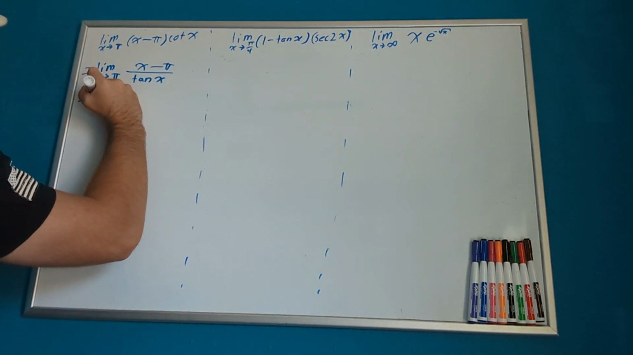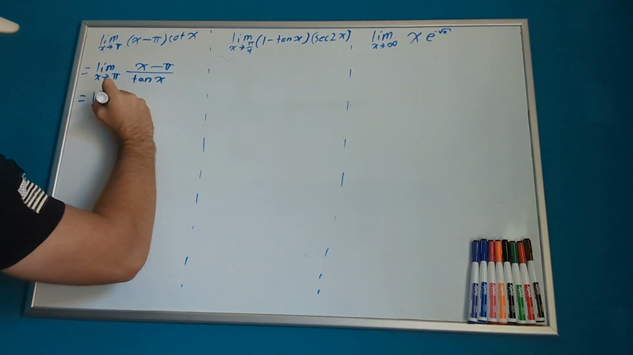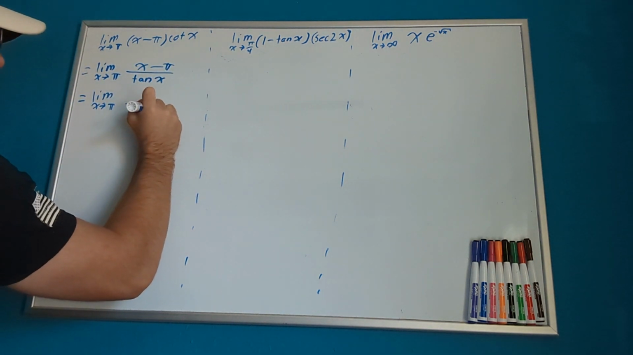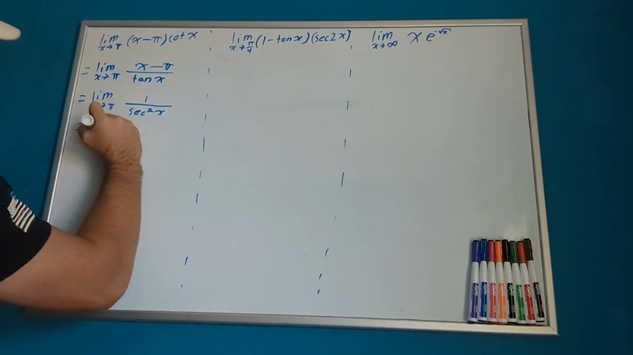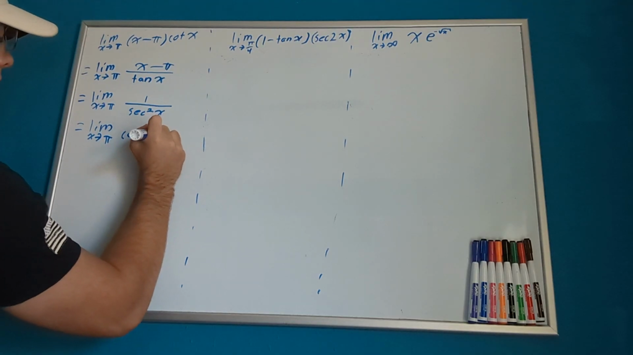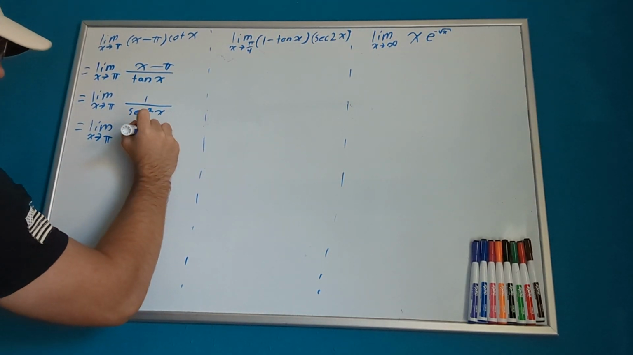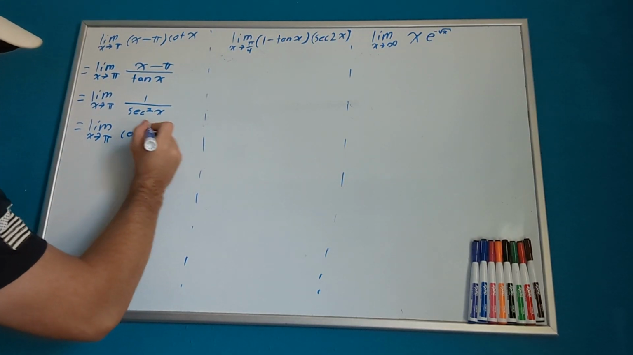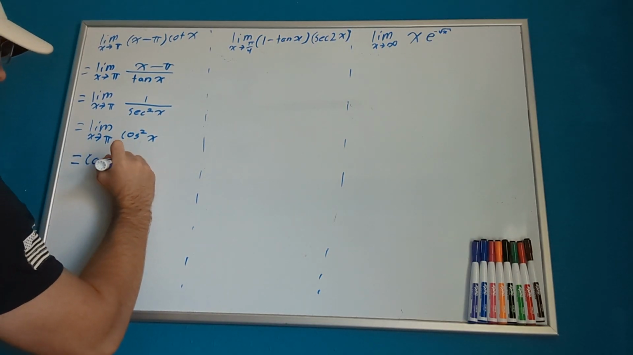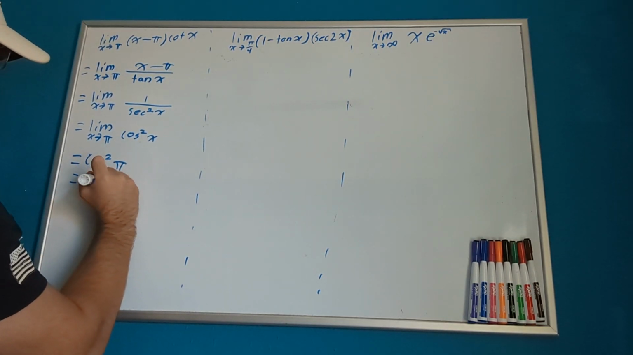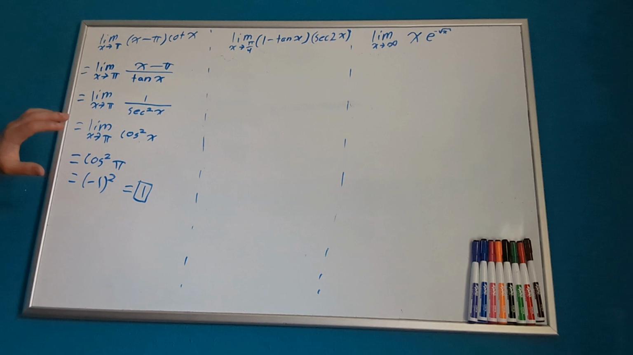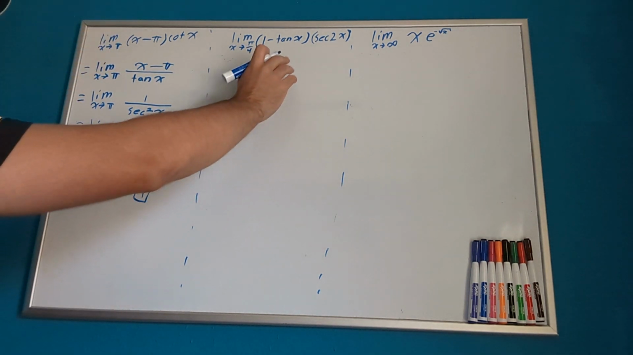So this will equal the limit as x approaches pi of 1, because the derivative of this is 1, and then over secant squared x. Then secant squared x, this will equal the limit as x approaches pi of cosine squared x, right? Then we can say this equals cosine squared of pi, which also equals negative 1 squared, which equals 1. So that is our answer there, right? And as you can see, we did that by rewriting it in a different form. So let's do that up here now.